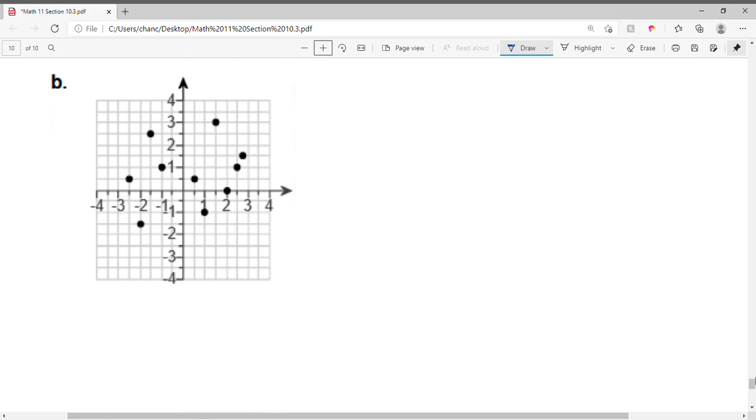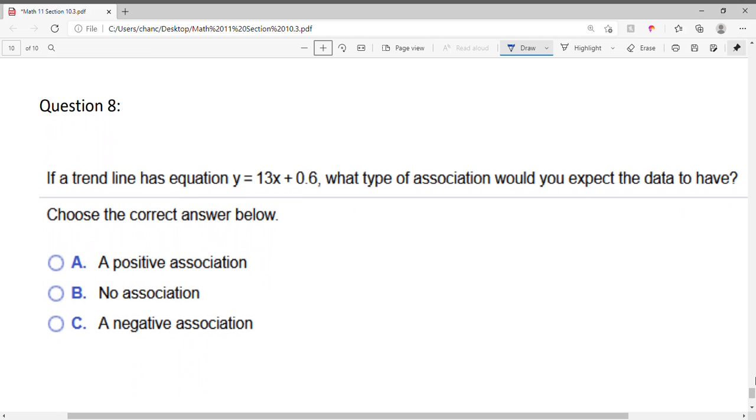In part B, it seems random. I can't really draw a trend line. It doesn't appear to be horizontal, rising, or falling, so I don't see a trend line. There's no trend line. There's no identifiable trend. There's no positive, and there's no negative association. It just seems random.